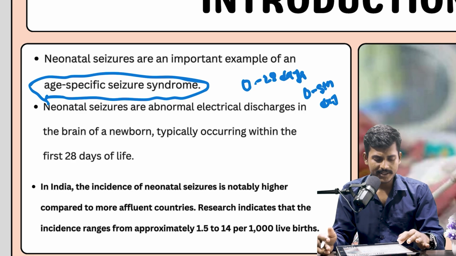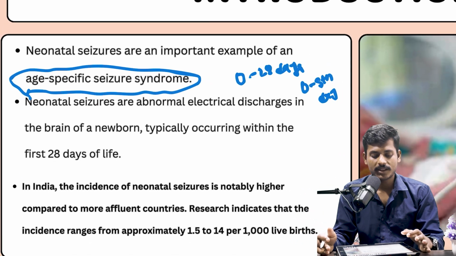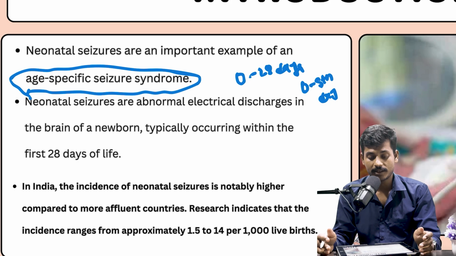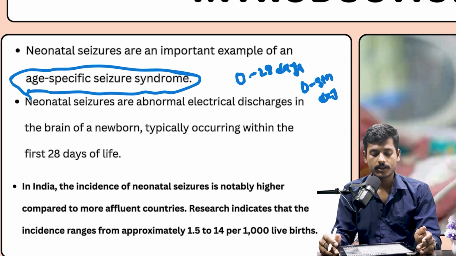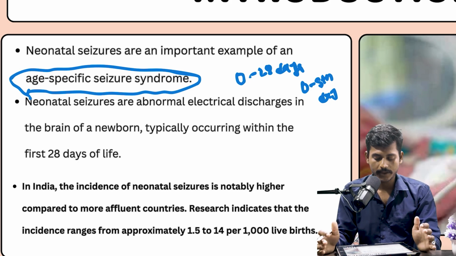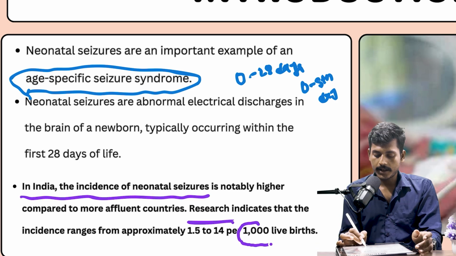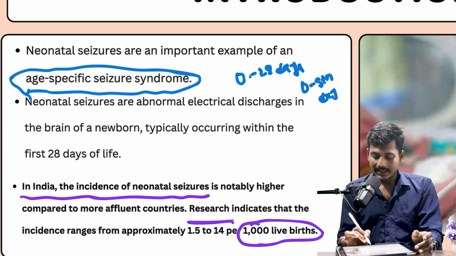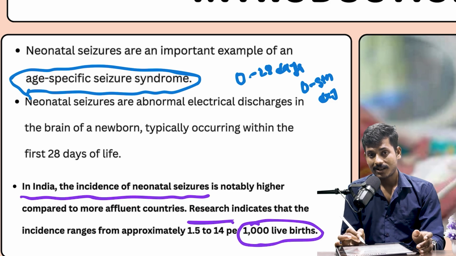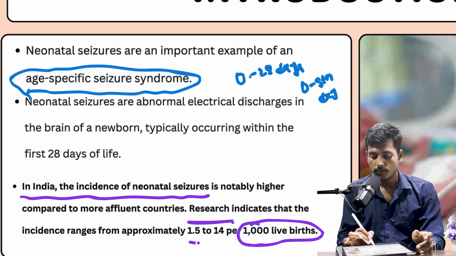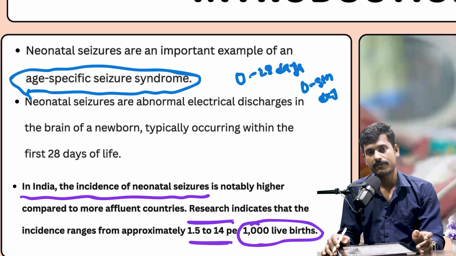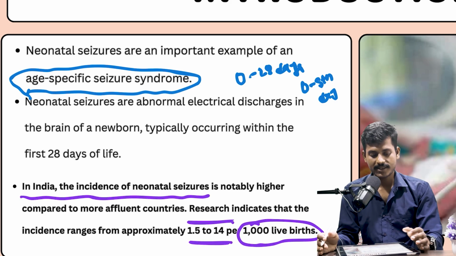Now we already discussed that neonatal seizure is an abnormal electrical discharge in the brain of the newborn, typically occurring within the first 28 days of life. Now the one thing I want to hammer in your mind is that among 1000 live births, there is a chance of 1.5 to 14% of babies suffering from neonatal seizure. So the incidence rate is high.